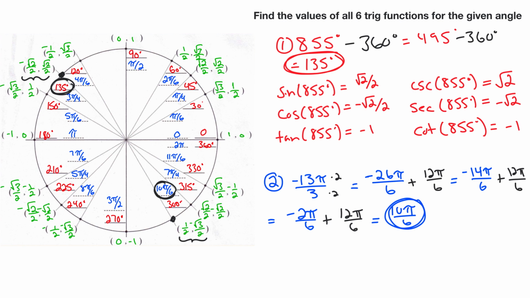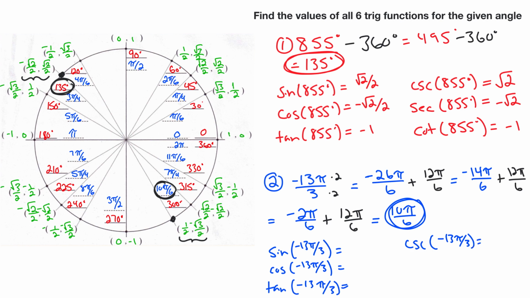We are now ready to start finding the 6 trigonometric values at negative 13 pi over 3. So sine of negative 13 pi over 3. We're going to find the cosine of negative 13 pi over 3. We're going to find the tangent of negative 13 pi over 3. We are also going to be finding the cosecant of negative 13 pi over 3. We're going to find the secant of negative 13 pi over 3. And we're going to lastly find the cotangent of negative 13 pi over 3.